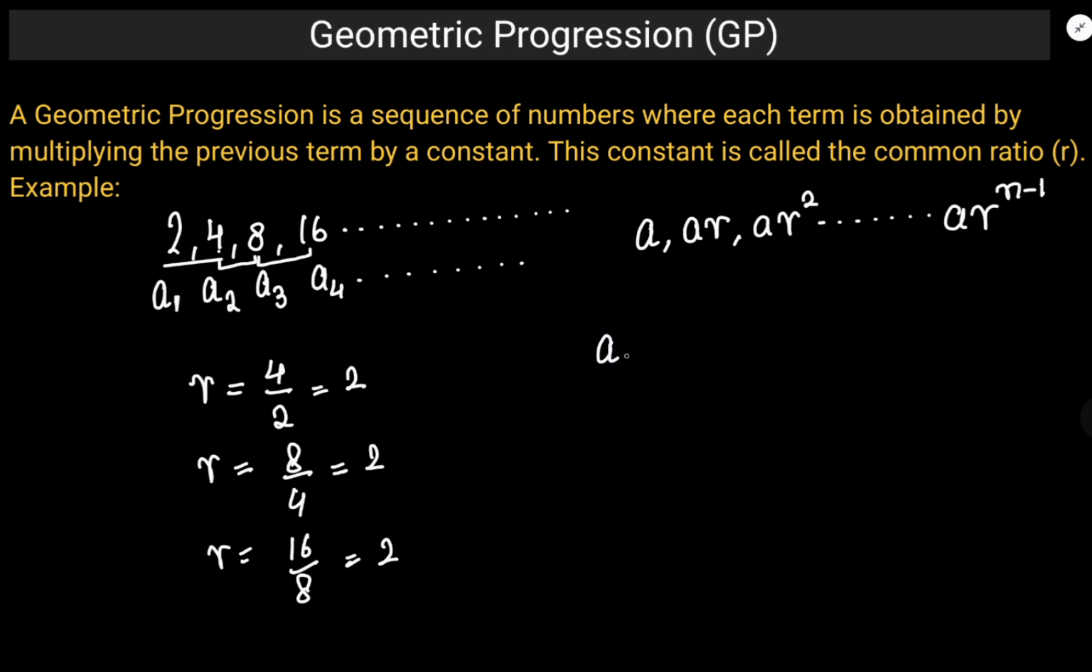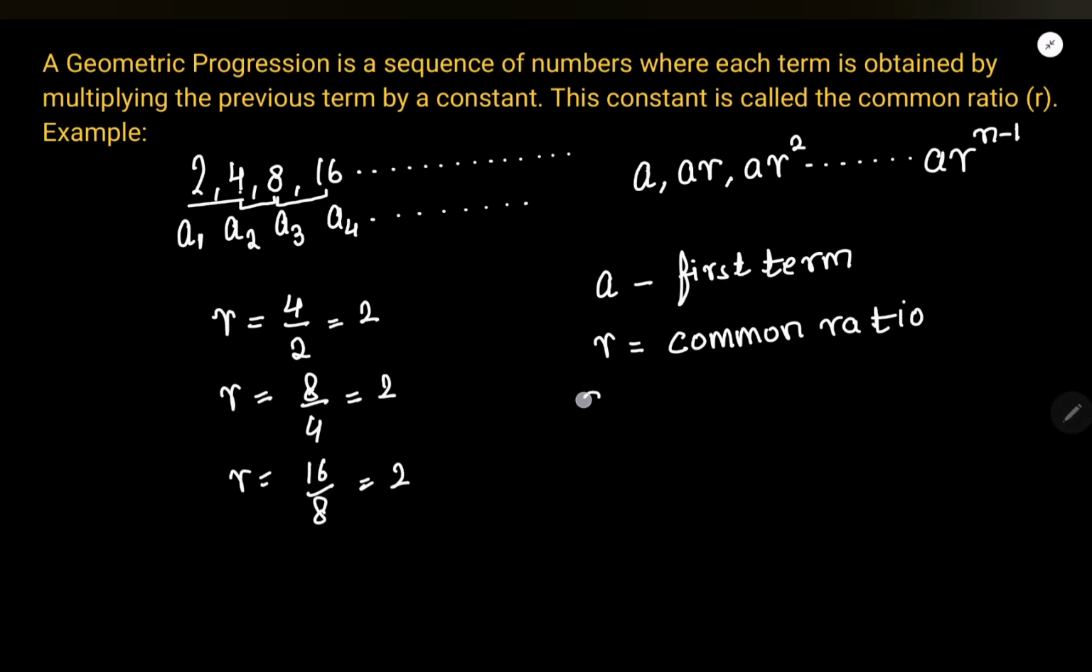And A is the first term of the GP, R is the common ratio. And the nth term is known as AR raised to power n minus 1. This is Gn, the nth term of the GP, and it is AR raised to power n minus 1.